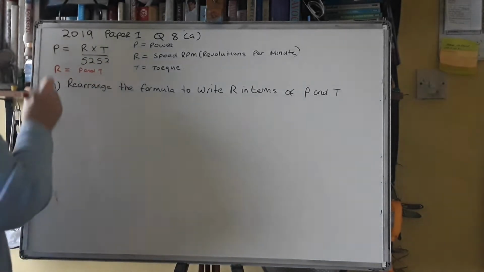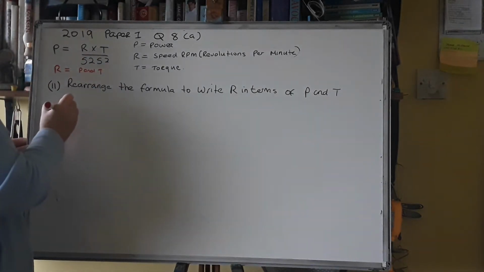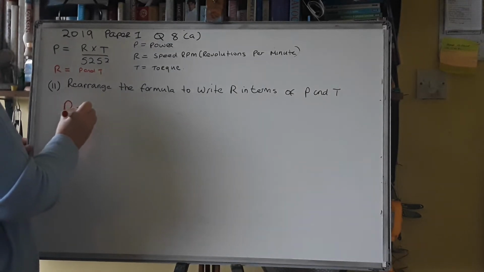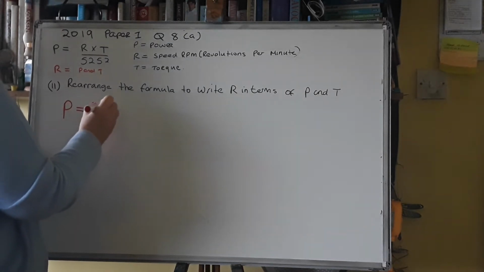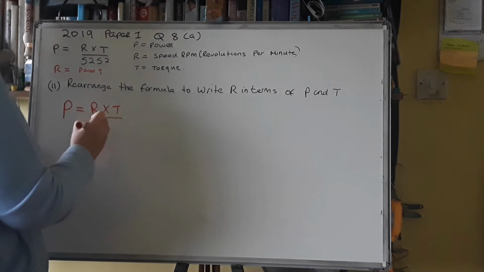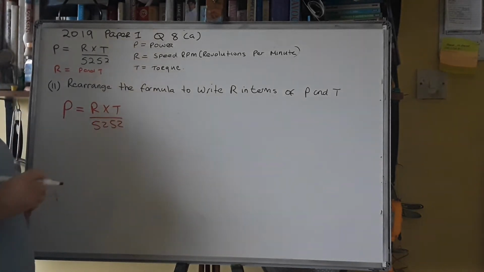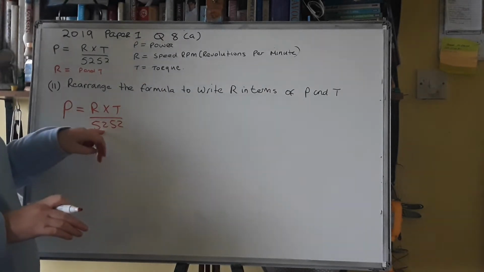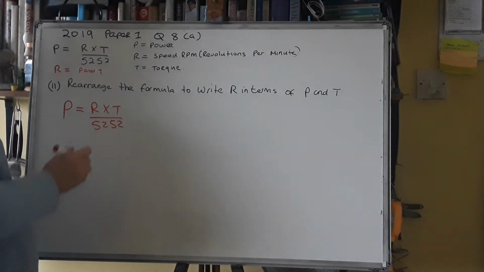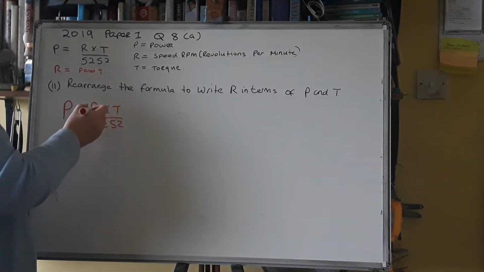Okay, so we're going to start with the original formula. P equals R times T over 5252. Now you all know my opinion on fractions, they're evil, sent from hell. So we're going to get rid of that. R times T over 5252 just means R multiplied by T divided by 5252.